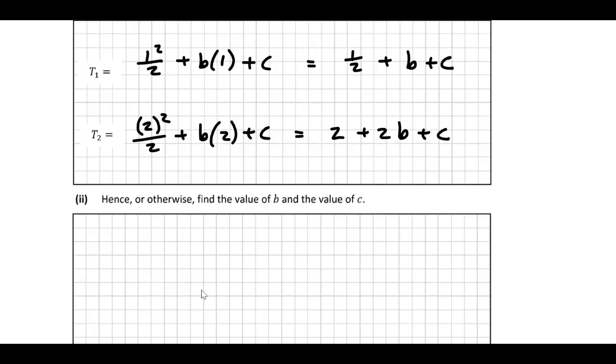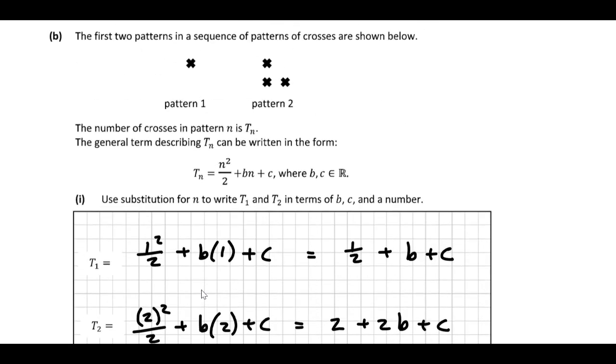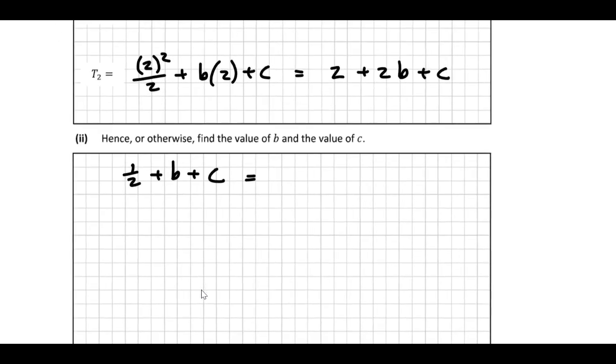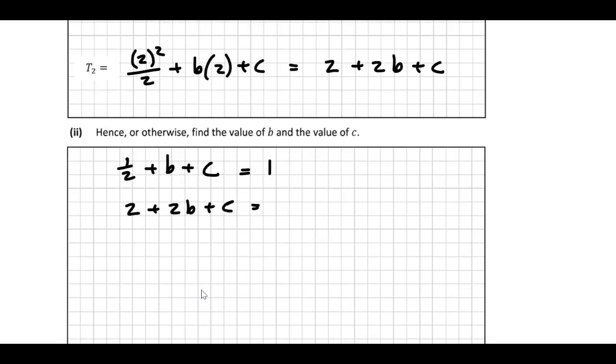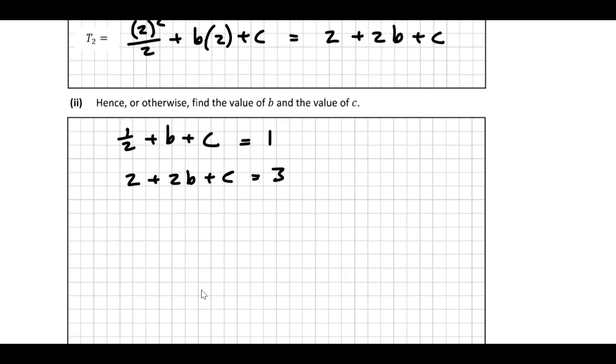Okay, so we have half plus b plus c. That's term number 1. How many items are in term number 1? We've just got one of them. So that's going to be equal to 1. What about the second one? We have 2 plus 2b plus c. How many are in that? We've got 3 of them. 3 things in pattern number 2. So that's going to be equal to 3.